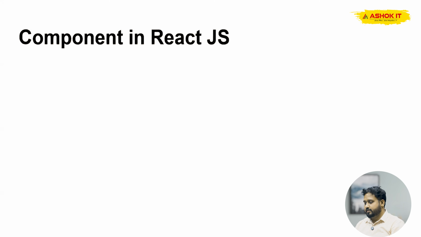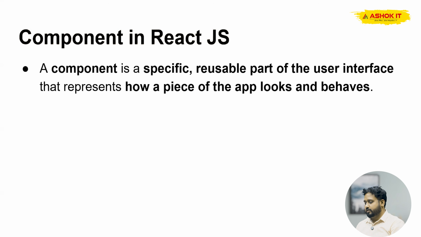So now let us understand how we can create a component in React.js. But before that, let's understand a little bit about what a component is. A component is a specific reusable part of user interface that represents how a piece of the app looks and behaves. A component represents a part of the user interface on your screen. That part can be a single UI element or a combination of multiple elements. So whenever in React we want to create any UI, we generally create something called a component.